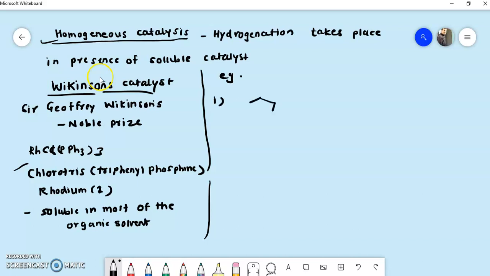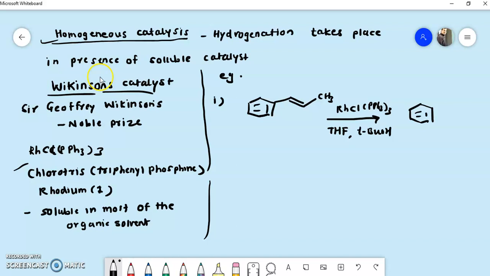Suppose I have this compound. So in presence of Wilkinson catalyst, what is Wilkinson catalyst? It is RhCl(PPh3) taken thrice, and the solvent here used is THF, tetrahydrofuran, and tertiary butyl hydroxide. What will be the product here? There is a hydrogenation of this double bond, and the product will be like this.